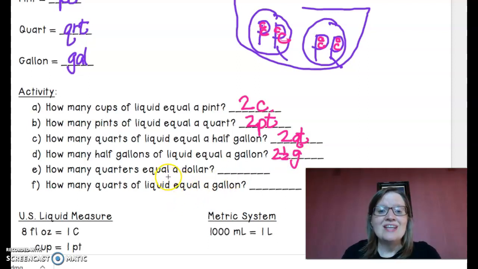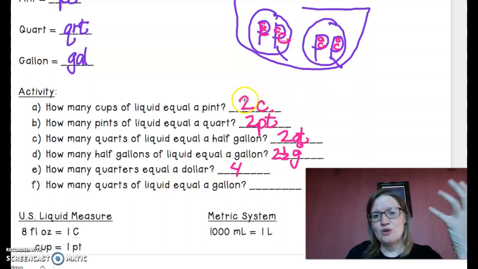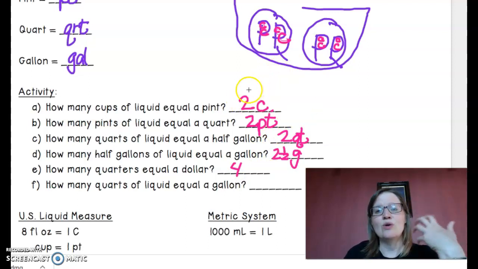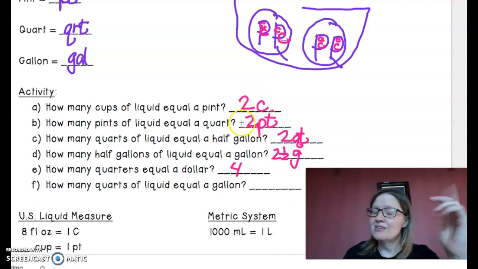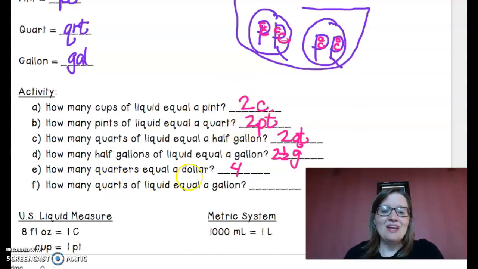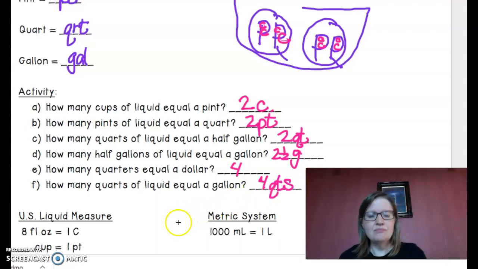Our next question is, how many quarters equal $1? 4. And have you noticed the word quart? There are 4 quarts to a gallon and 4 quarters to a dollar. Just a little interesting fact with words. And then how many quarts of liquid equal a gallon? 4 quarts. So that's another way to remember it.